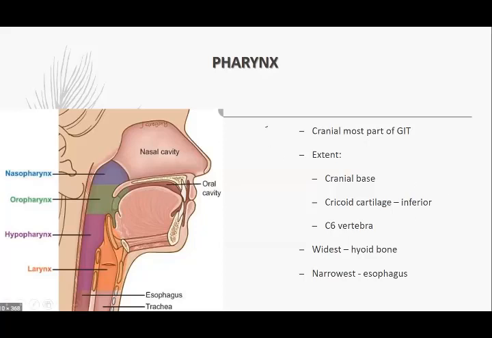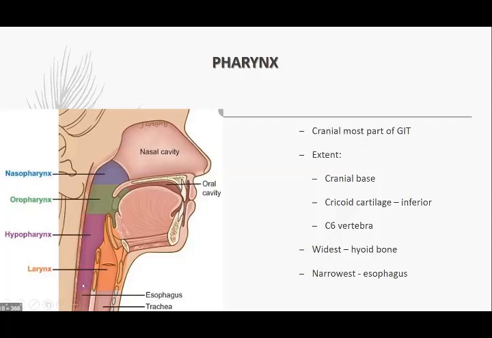Acha ji, pharynx, we've already started doing the pharynx, if you remember. So it's a muscular tube. It's the cranial end or the superior end of the gastrointestinal system, and in fact, the widest part of the gastrointestinal system. It extends from here, from the base of the skull, and goes down. This is the cricoid cartilage. So from the base of the skull, it goes down to the lower border of the cricoid cartilage.